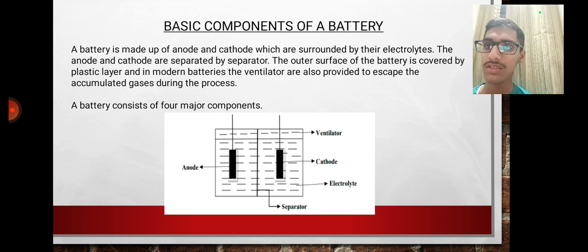A battery consists of four major components. They are anode, cathode, electrolyte, and separator. In the diagram, at the left side, anode is mentioned, and at the right part, cathode is mentioned. There is a thick line in between the anode chamber and the cathode chamber, that is a separator, and the solution in the diagram is electrolyte.